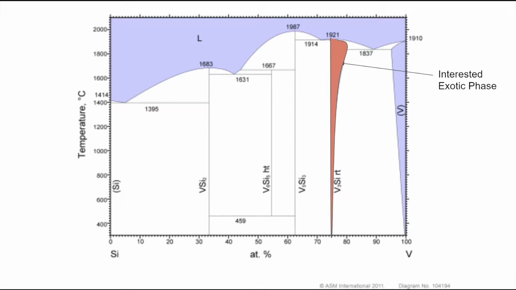V3Si remains a single phase at a wide variety of temperatures, with its phase extending for most of the vertical portion of the diagram. Notably, most of the other states within the vanadium-silicon phase diagram are not single phases. This implies vanadium and silicon are not miscible in each other except for certain compounds.